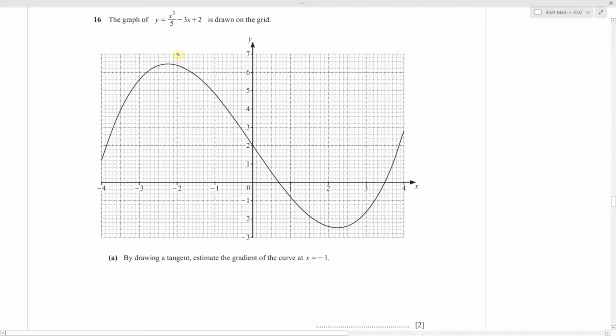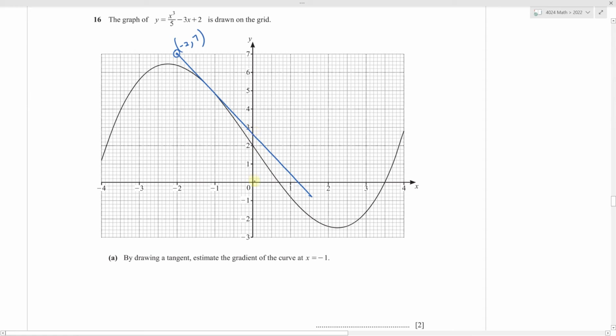So this will look something like this, just touching the graph at x equals minus 1. Now I can take any 2 points on this straight line to find the gradient. I can take this point, which is minus 2 and plus 7. So I've taken this point here, minus 2 and 7.